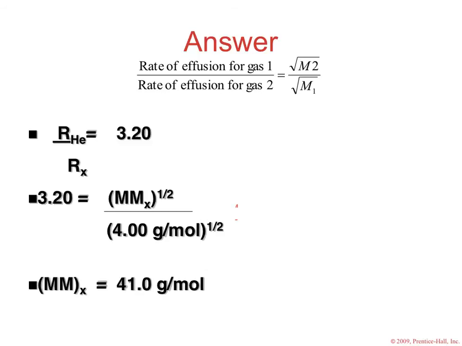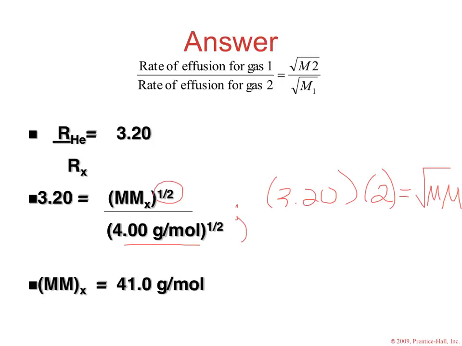So if I rearrange this, I would get 3.2 times the square root of 4, which of course is 2, equals the square root of the molar mass of the unknown gas. I'm sure you already know this, but the square root of a molar mass is the same thing as raising the molar mass to the 1/2 power. Those are just two different ways of saying the same thing.